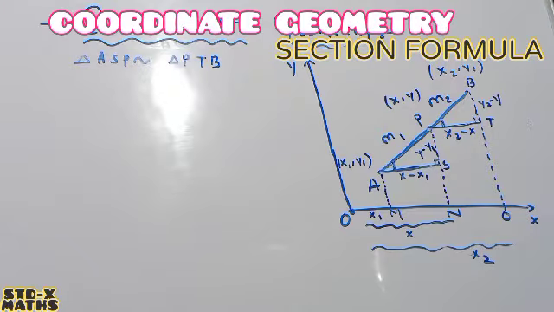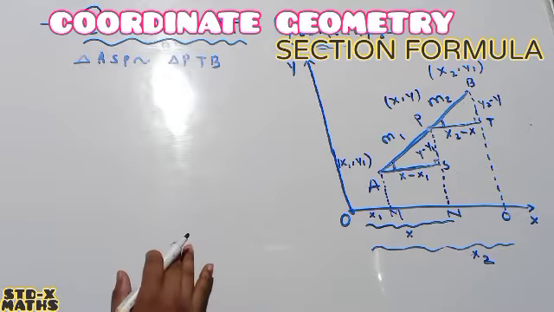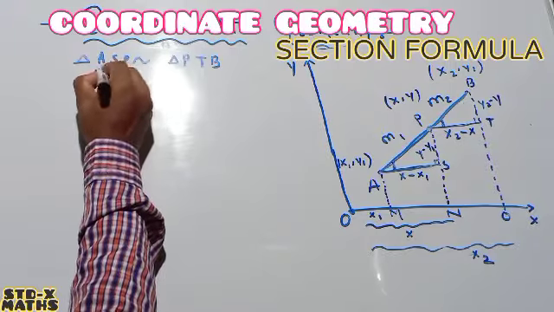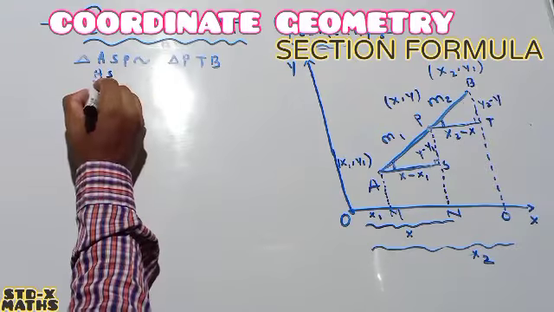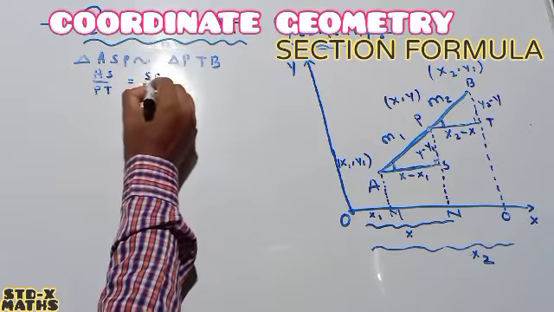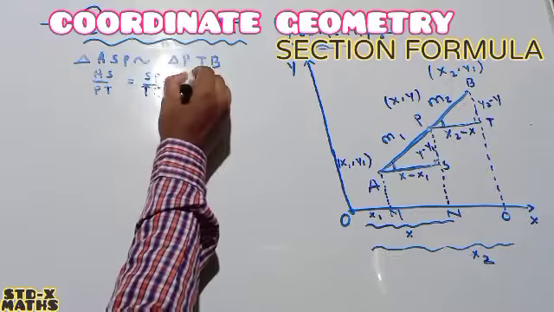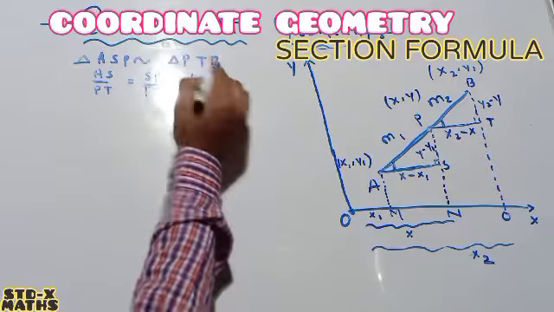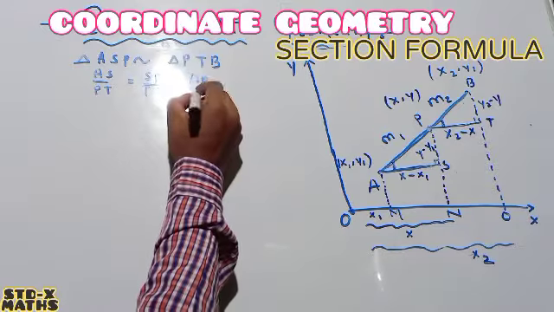Both these triangles are similar. Whenever two triangles are similar, their corresponding angles are the same, and the corresponding sides are in the same ratio. So here I am writing it like this. It means I can write AS divided by PT is equal to SP divided by TB is equal to AP divided by PB.